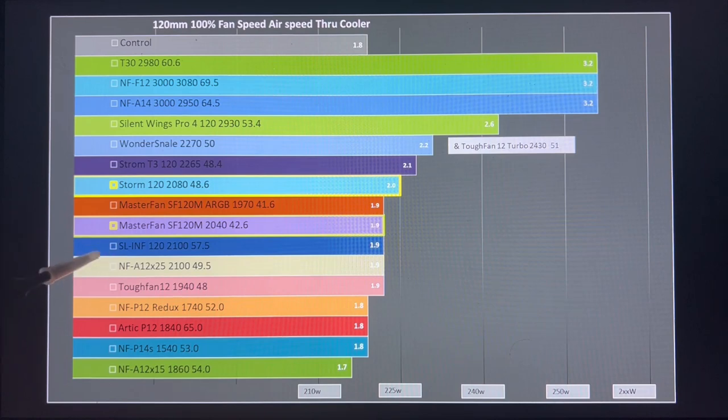It matches the stock fans on the Noctua cooler of the NF-A12X25. Noise levels are better, surprisingly. So, again, more interesting results going on here. And then we have other fans just on the graph. I'll let you soak it in, and we'll keep things moving.